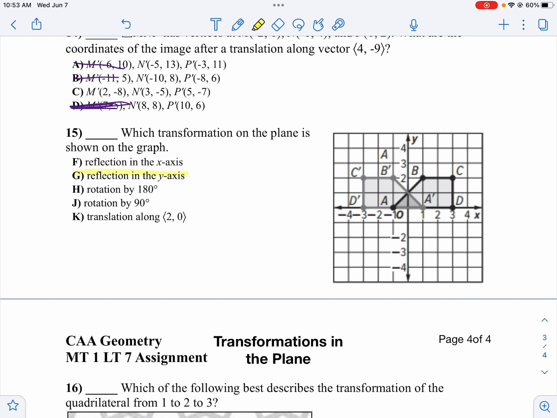We're doing a reflection in the y-axis. We're not translating it because we're not sliding it. Okay? It's definitely a reflection. It's not a rotation because it's not turning. So that choice would be G.